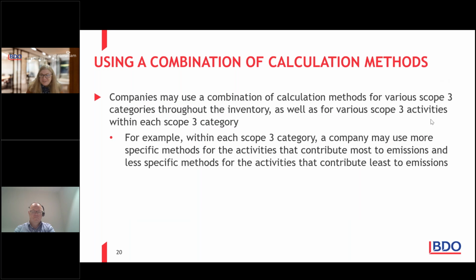The other thing that's interesting is the standard specifically says that you can use a combination of calculation methods. So companies may use a combination of calculation methods for various scope 3 categories. So different methods for different categories throughout your carbon inventory. But you could also use a combination of calculation methods for various Scope 3 activities within each Scope 3 category.